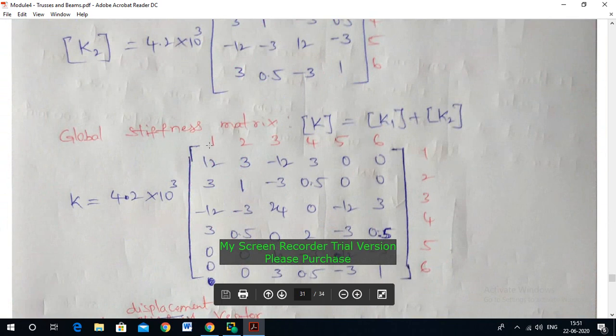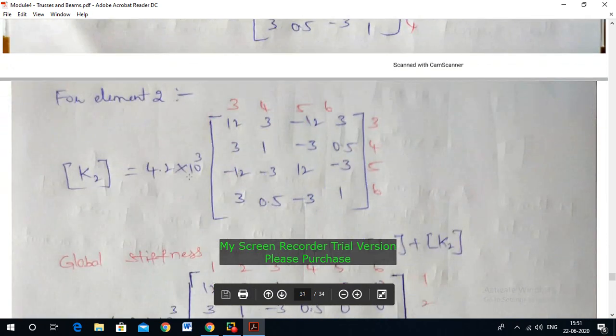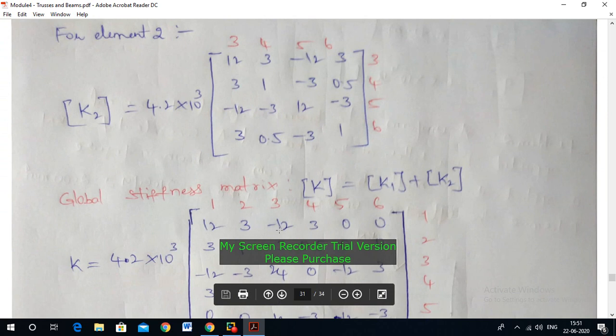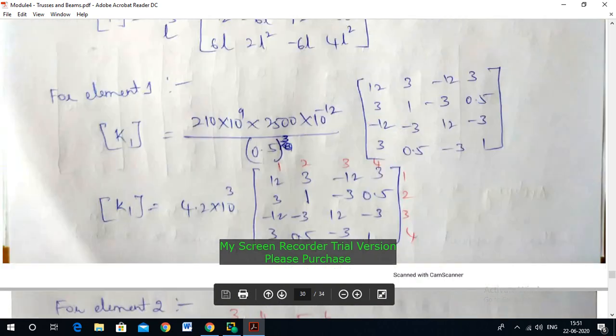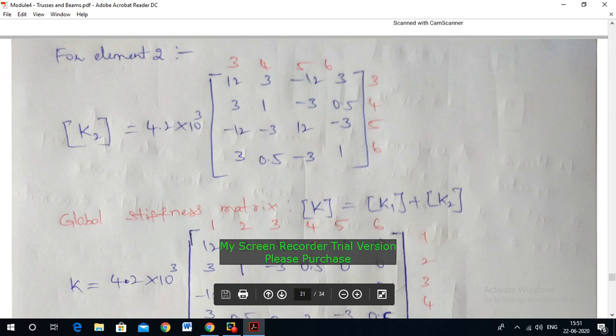Draw 6 rows and 6 columns, numbered 1 2 3 4 5 6. First, the element corresponding to first row, first column is 12, and there is no other element corresponding to first row, first column, hence 12. The element corresponding to first row, second column is 3, and there is no other element corresponding to the second column, first row, hence directly 3.